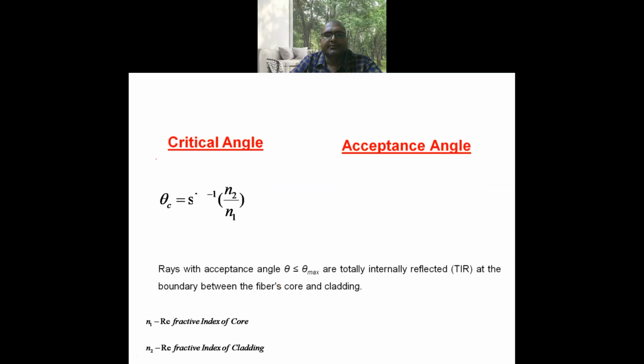Critical angle and acceptance angle: refer to the equations.